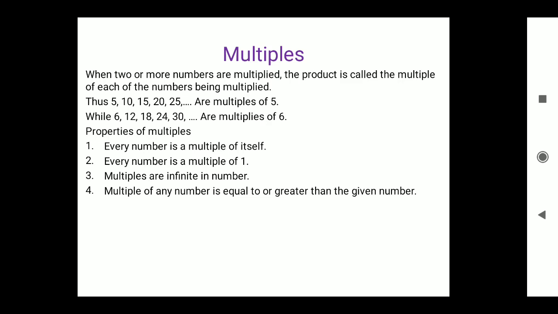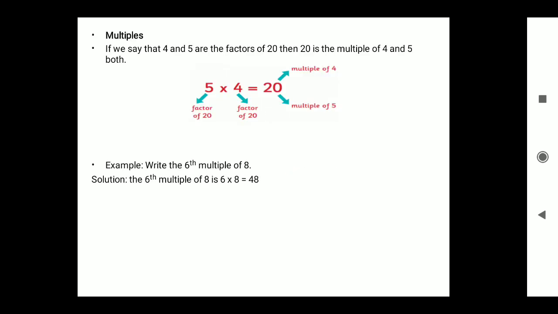Properties of multiples: every number is a multiple of itself. Every number is a multiple of 1. Multiples are infinite in number. A multiple of any number is equal to or greater than the given number. If we say that 4 and 5 are the factors of 20, then 20 is a multiple of 4 and 5 both. 5 is a factor of 20, 4 is a factor of 20, 4 into 5, that means 20. Multiple of 4, multiple of 5.